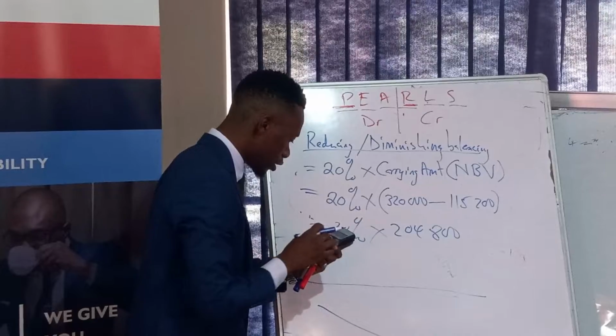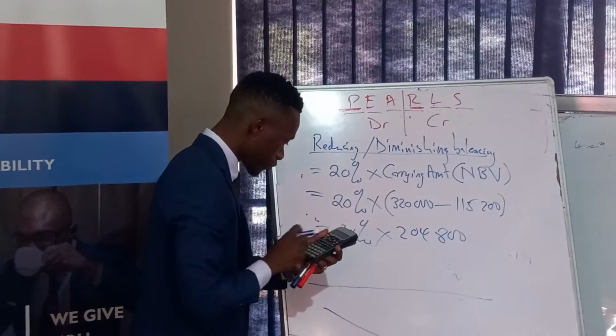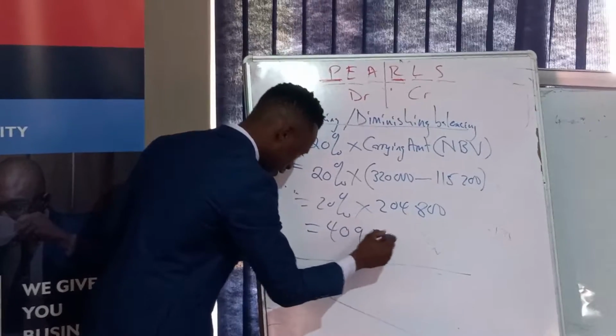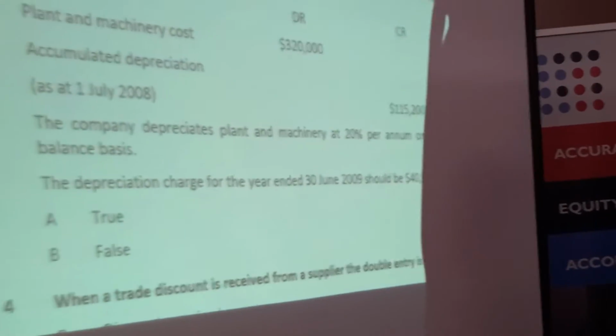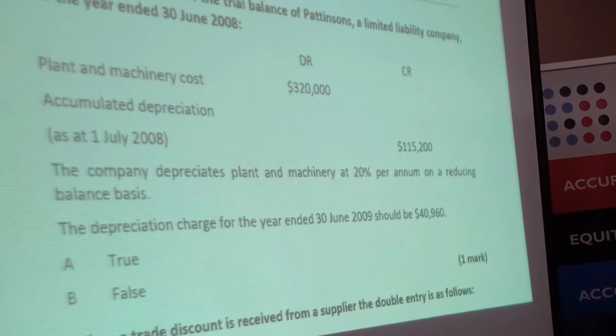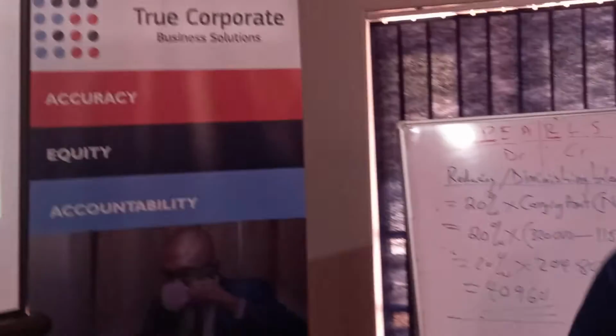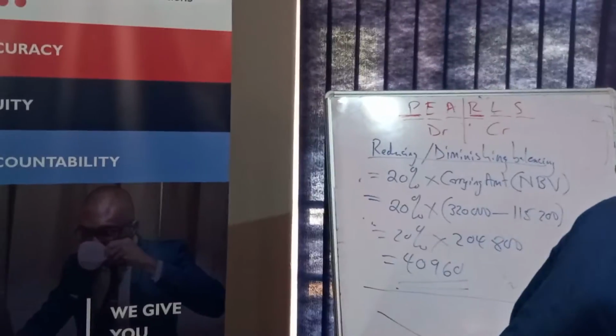If you multiply with 20%, that will be 40,960. And this statement is true. Right, let's push boundaries, number 4. Number 4.